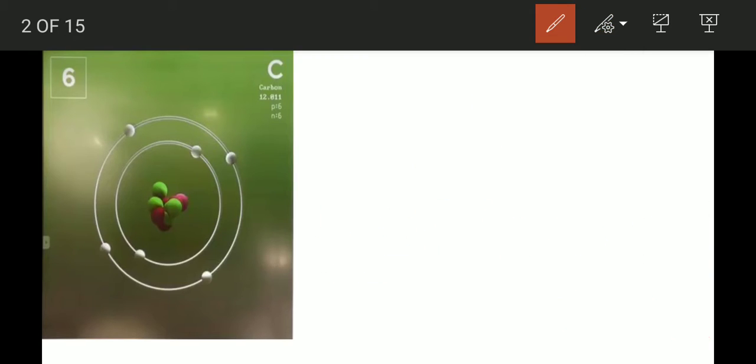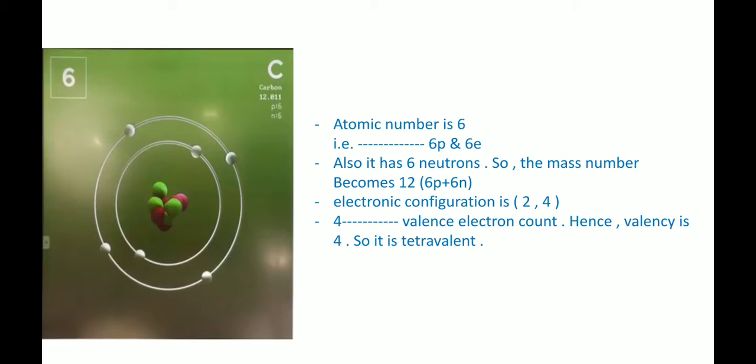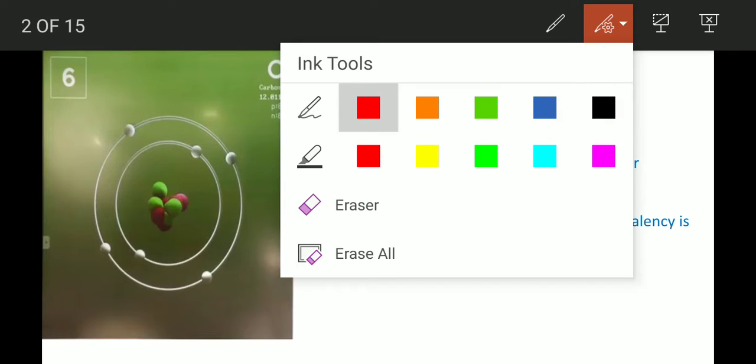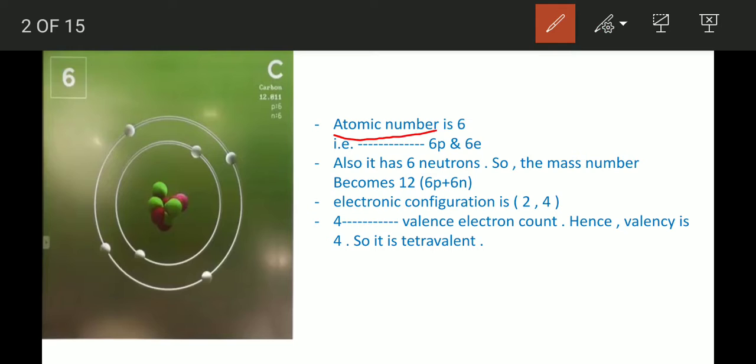See, here its atomic number is 6. That means it has 6 protons and also 6 neutrons. So here the mass number becomes 12. That means 6 protons plus 6 neutrons. Now here the electronic configuration also becomes 2, 4. See, its valence electron count is 4.